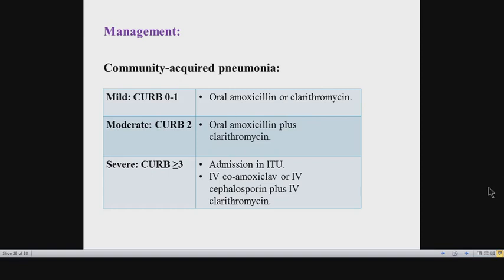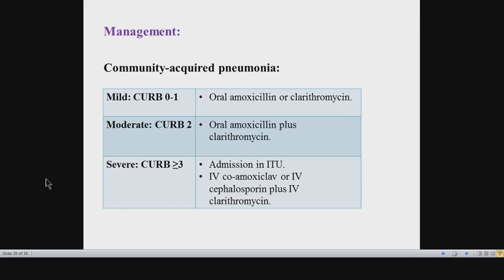But if you have moderate pneumonia, CURB score 2, here the patient will require hospital admission. The patient should be admitted to the hospital. Then the patient can receive oral antibiotics, which can include oral amoxicillin plus clarithromycin. So in the mild cases, you will give either oral amoxicillin or clarithromycin, but here you will give both antibiotics, and you will give them orally. But if the patient is vomiting and cannot take oral drugs, then you can give these antibiotics parenterally, intravenously.